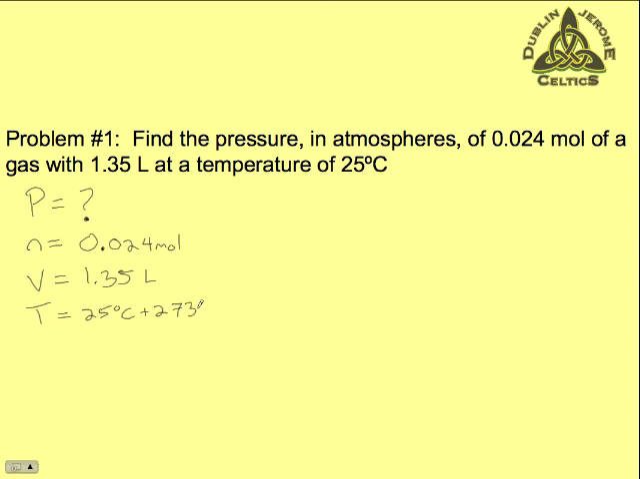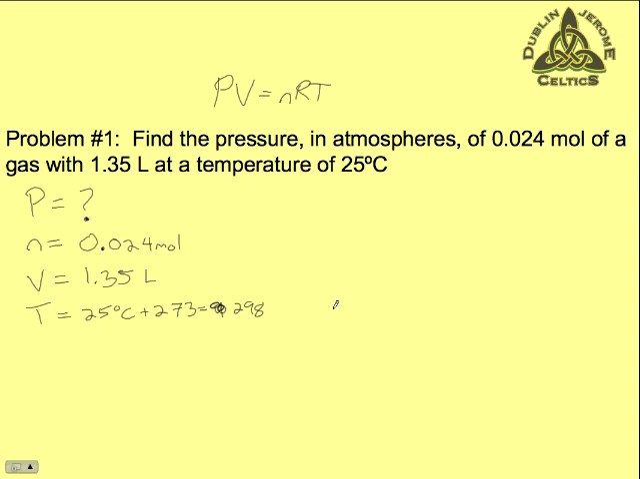Temperature. I have to add 273. Nothing in Celsius will work. 298. So these are all the variables that are in a problem: P, N, V, and T. I see something missing. That's not enough to do the problem. The equation is PV equals nRT.